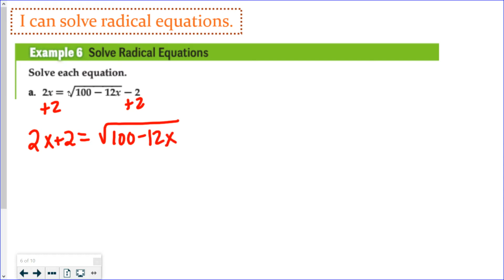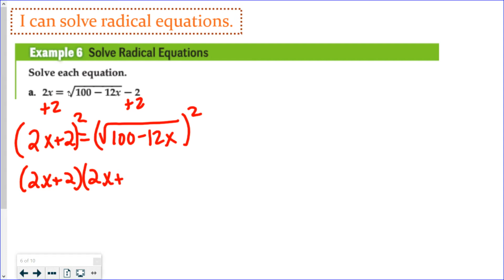Once I move it over and I've got the square root by itself, I'm going to get rid of the square root by squaring this side. But what you do to one side, you have to do to the other side. So over here I have 2x plus 2 squared, which is 2x plus 2 times 2x plus 2. On the other side, the square cancels out the square root, and what I have left is 100 minus 12x.